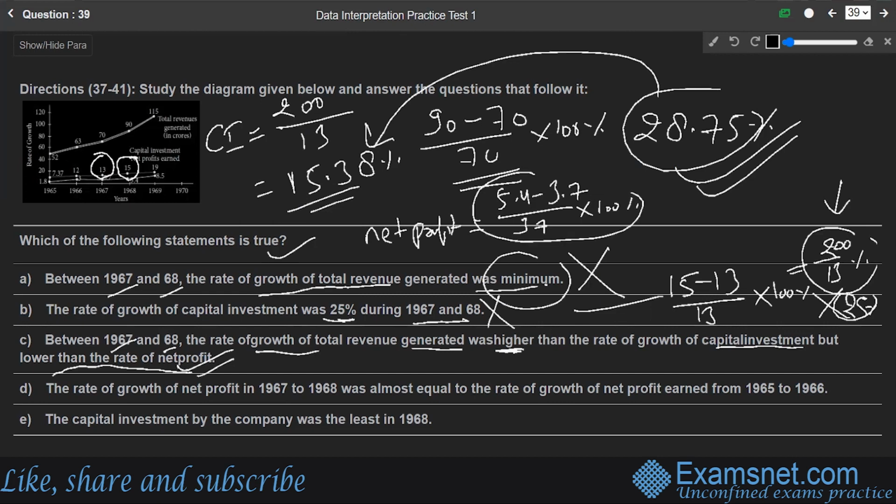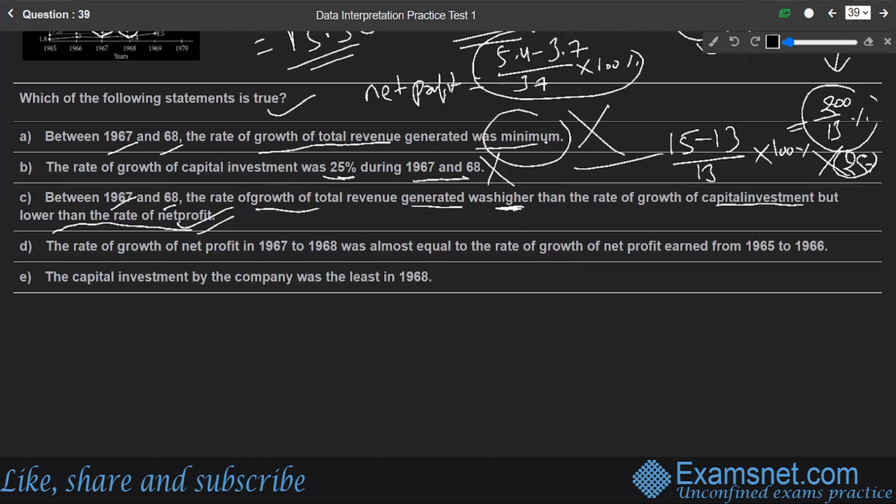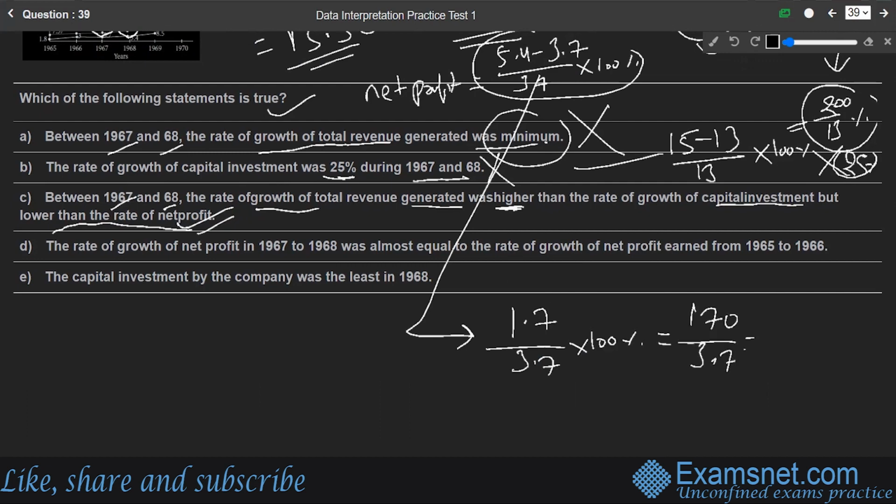Let us do it. So if we solve it down, this will be coming out as 5.4 minus 3.7, this is 1.7. So it's 1.7 divided by 3.7 into 100%. Okay, if we calculate this further, this is 170 divided by 3.7, or we can write it as 1700 divided by 37. We can calculate it this way also. 1700 divided by 37. That's what we are supposed to do.